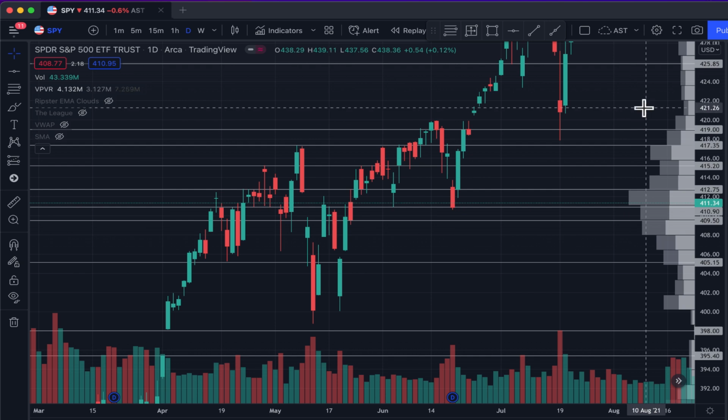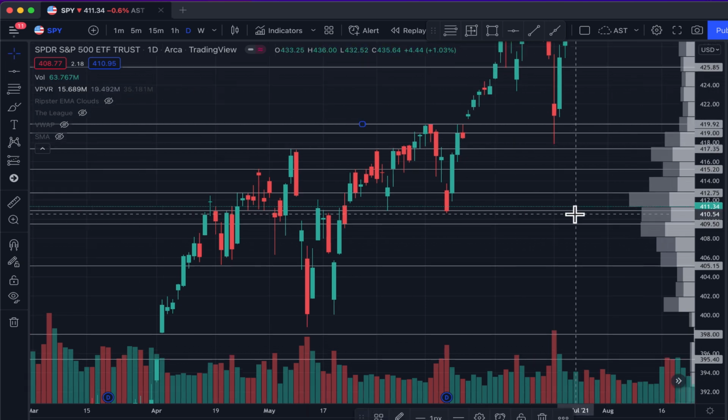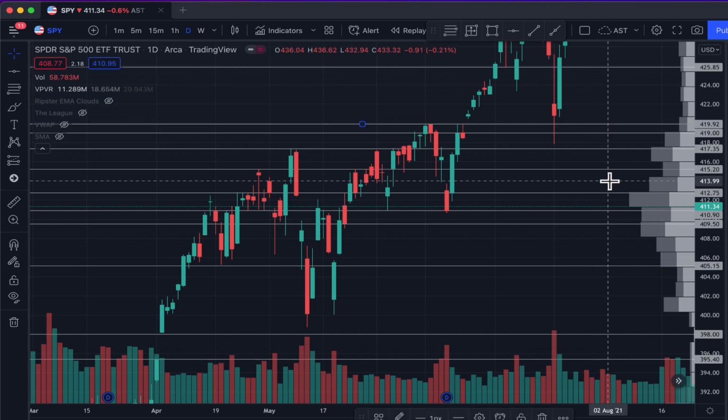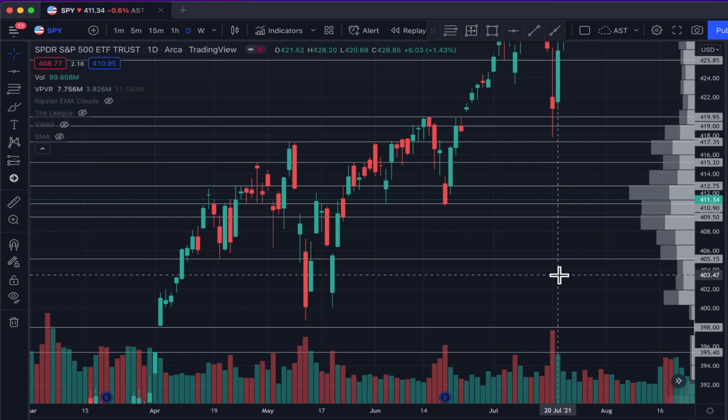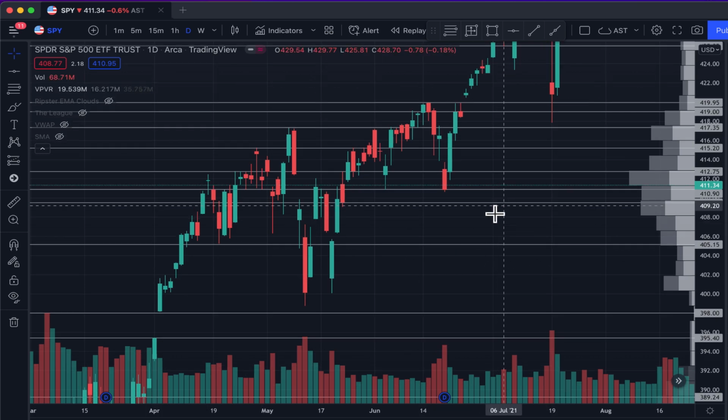And then here, 419. I'll put another one up here to mark that gap. And then the gap being filled up to here, probably 420.7. So that's fine. To the upside, I think those are some pretty solid moves. I mean, an $8 move on SPY is possible in a day.